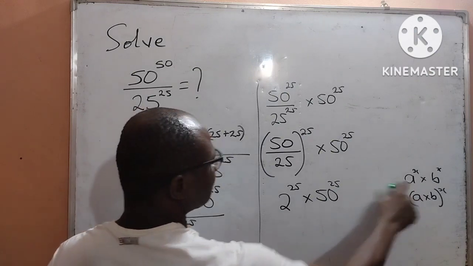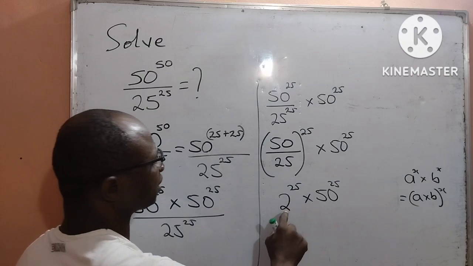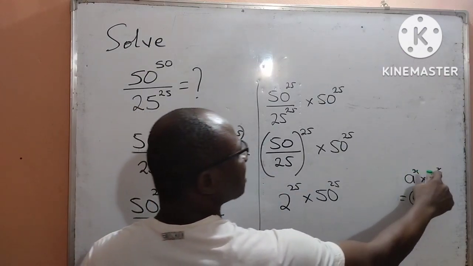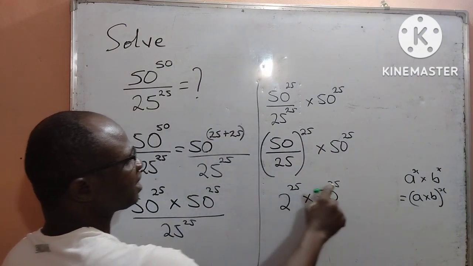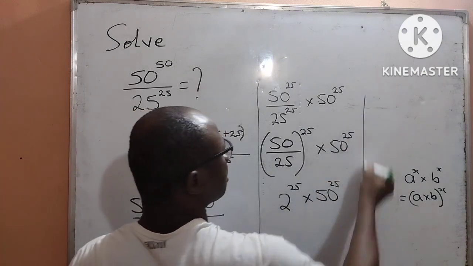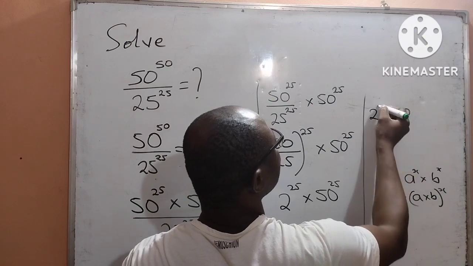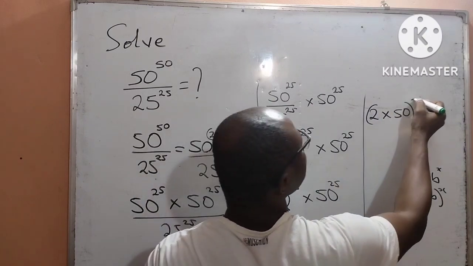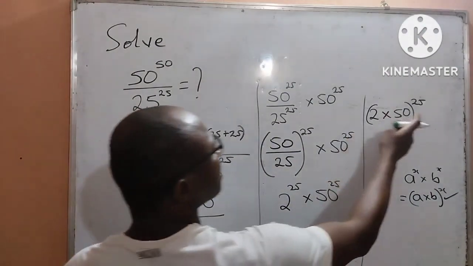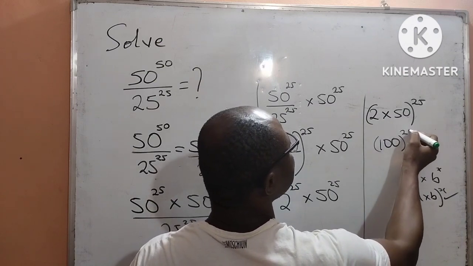So my a here is 2 and my b here is 50. So I am going to multiply a and b. The reason is because the powers are equal. So I have 25 here, I have 25 here. I can now write it as 2 multiplied by 50, all to the power of 25. So this law now is applied. But 2 times 50 gives me 100 to the power of 25.